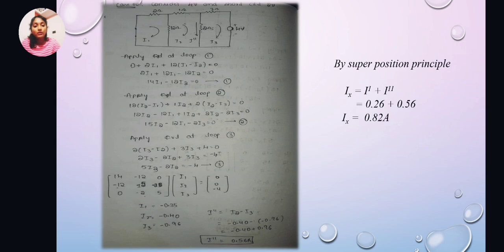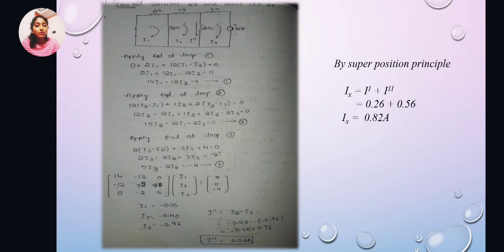After getting all three equations, we will write all three equations in matrix form. After writing in matrix form, we will calculate the values of I1, I2 and I3. So I1 is equal to minus 0.35, I2 is equal to minus 0.40 and I3 is equal to minus 0.96. After calculating this, we will calculate I double dash, that is I2 minus I3, because I double dash is passing between I2 and I3, that is loop 2 and loop 3.